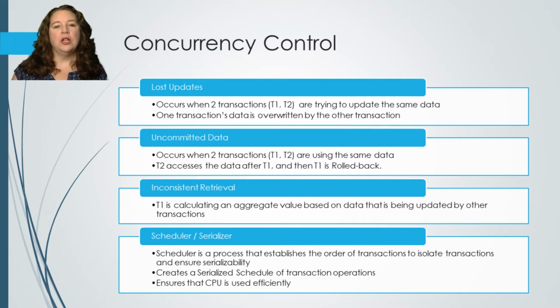The first is what we call a lost update. This occurs if 2 different transactions are trying to update the same data, and one transaction's data gets overwritten immediately by the second transaction, and you lost an update. So I'm going to set John Doe's address to 123 Main Street in transaction 1. And then in transaction 2, I'm going to set John Doe's address to 234 Main Street. Well, that first one just got lost. The update got lost.